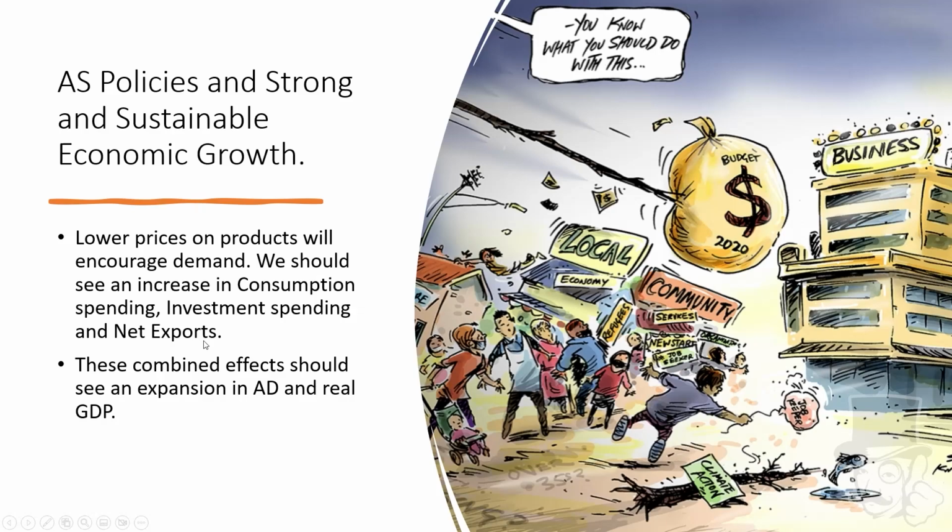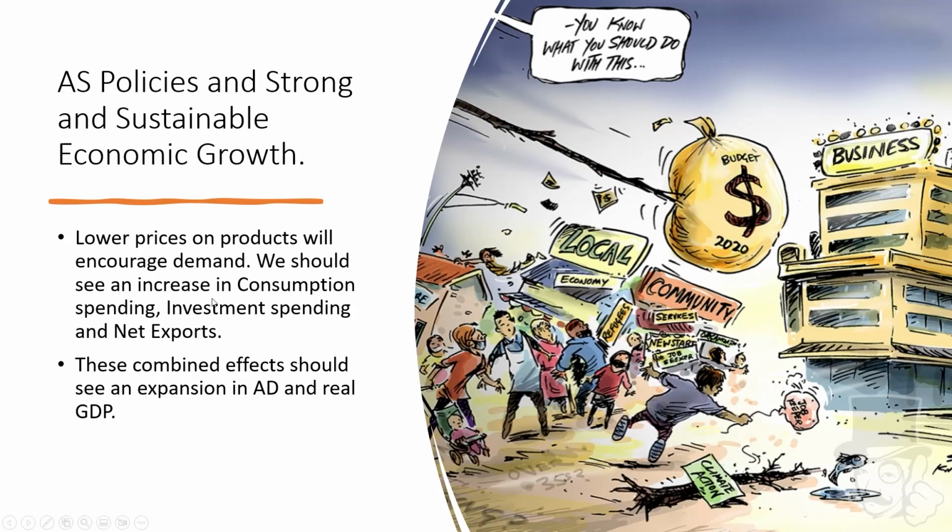With strong sustainable economic growth, because we find ways to boost supply, we're able to fulfill more demand without hitting capacity constraints. And because when we find more productive ways to maximize the output with the little inputs that we have, we might actually reduce our environmental damage. And we might also be boosting our intertemporal efficiency. So, AS policies can be strong and sustainable.